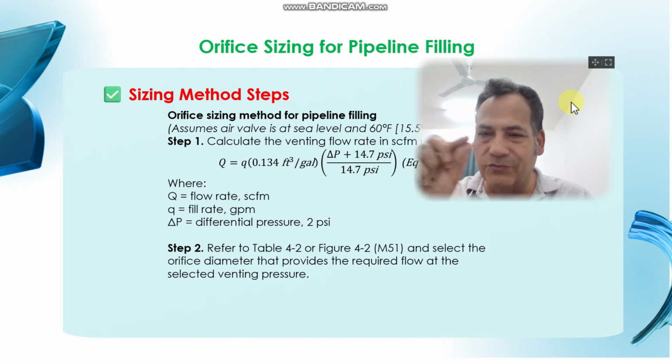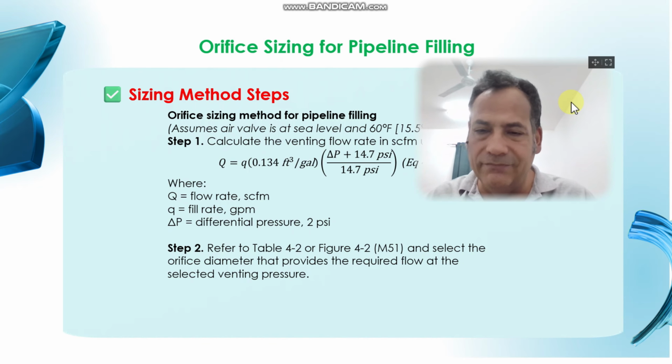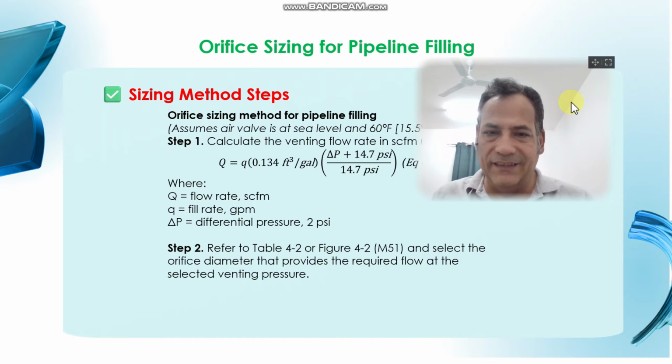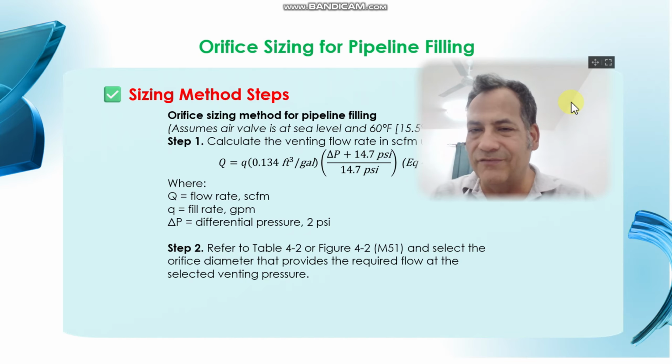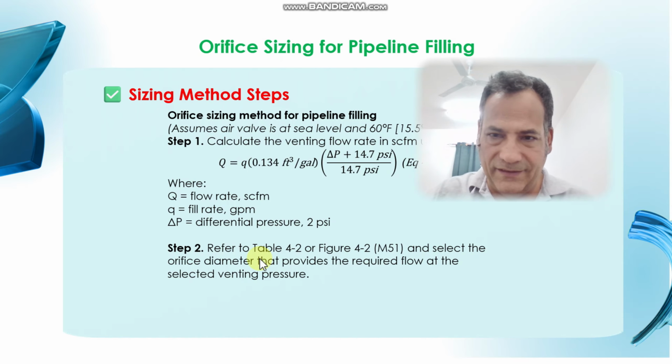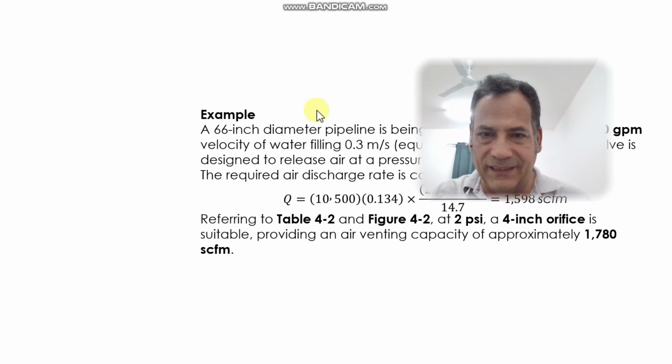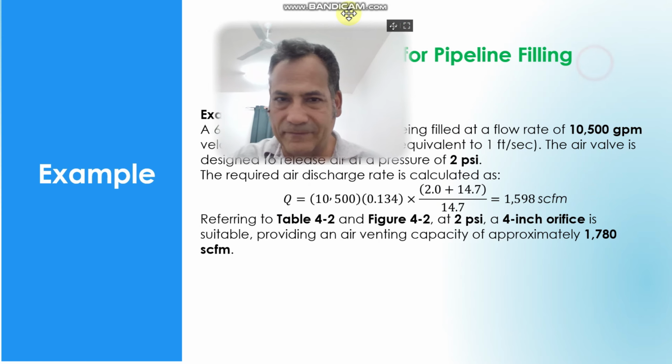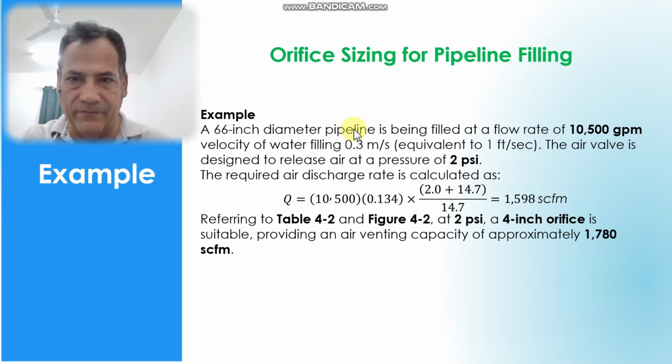We need to go to that table and that diagram, and we have differential pressure. We have pressure. We have air flow rate, and then we can find the size of the orifice. I'll give you one example and then you will understand better. Okay, example.